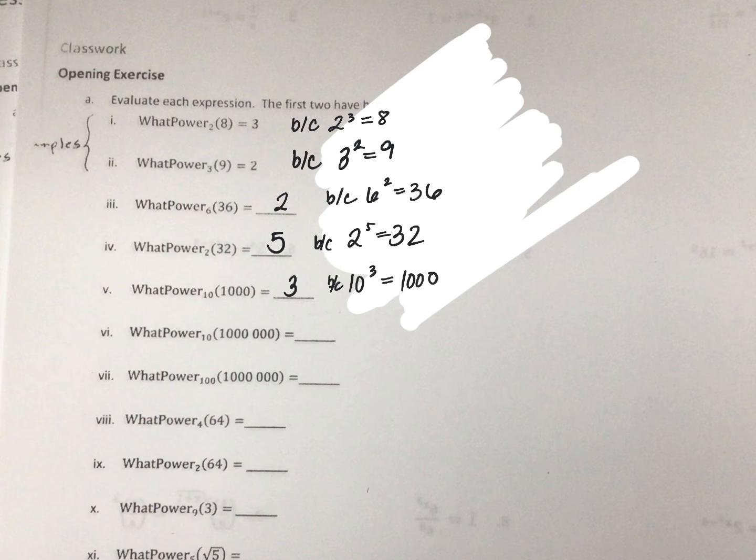What power of 10 is 1 million? Well, this is actually 1, 2, 3, 4, 5, 6. It's 6. There's 6 zeros. 10 to the 6th is 1 million. But what power of 100 is 1 million? Now it's 3, because there's 3 sets of 2 zeros, right? Because 100 cubed is 1 million.